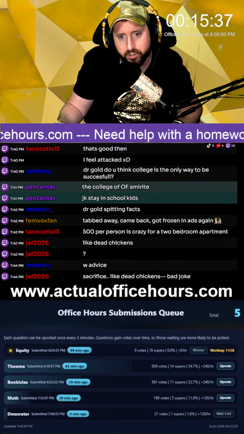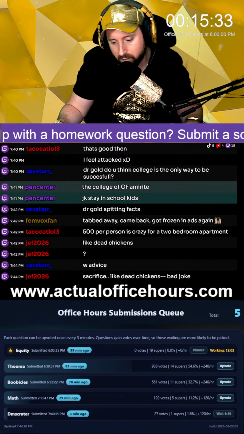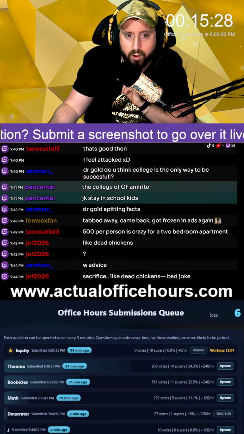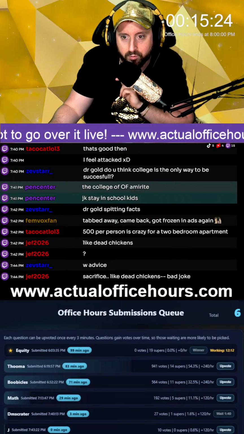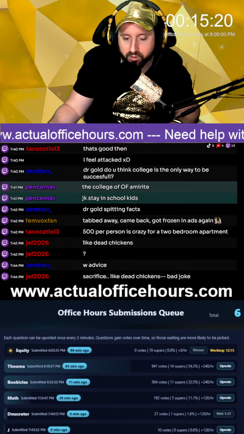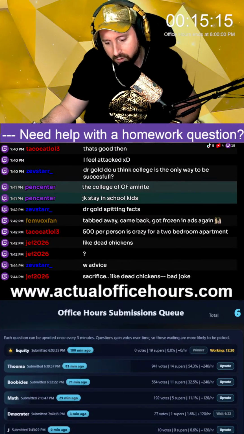A nature preserve has 1,400 feet of fencing to enclose a rectangular flamingo habitat. However, one side of the habitat lies along a river and requires no fencing. Express the area of the habitat as a function of x. Okay, cool. So this is a system of equations and then an optimization problem, I think is what it is.